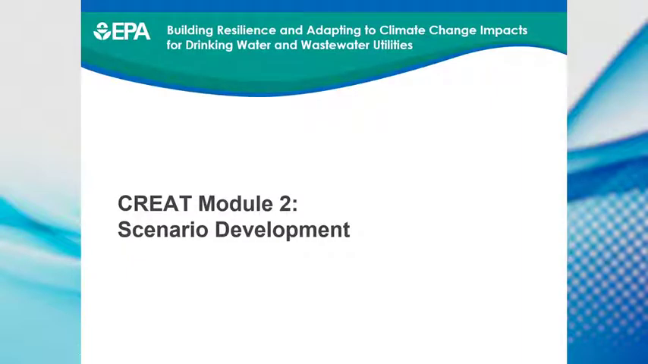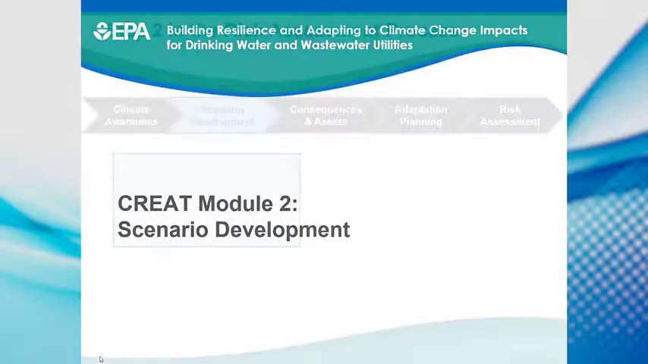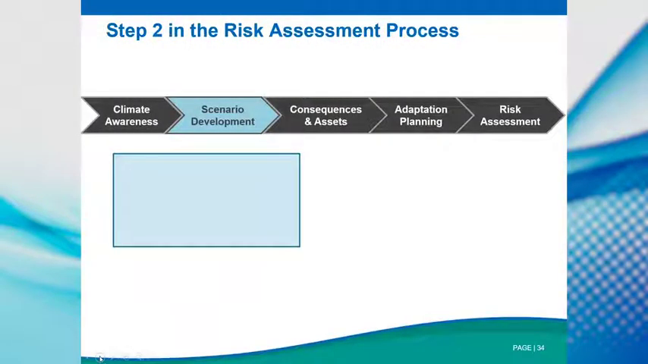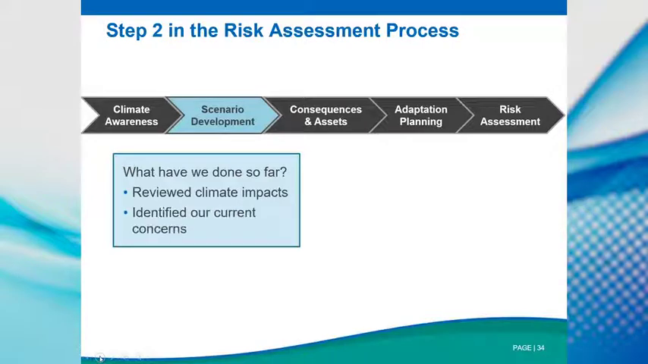Okay, so we're on to create module 2. This is all about scenario development. We're going to be building on what we just entered in module 1. So step 2 in the risk assessment process. And what have we done so far? Just as a quick reminder, we reviewed our climate impact. So that was that map of the country with the different climate regions to figure out, okay, what's coming our way? What are some projections? What are some things that might key me into some changes that I want to look at?